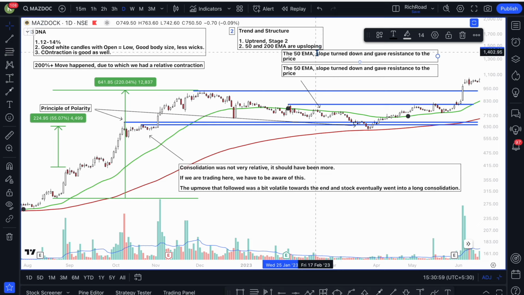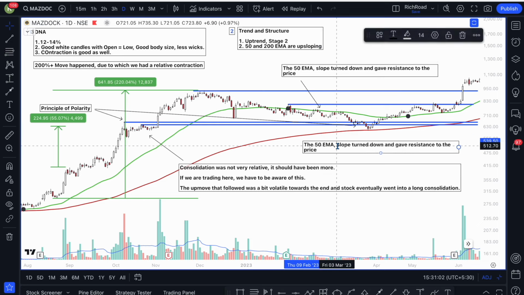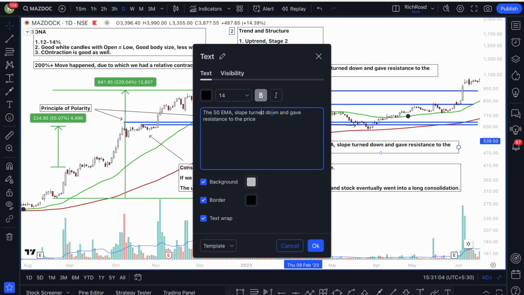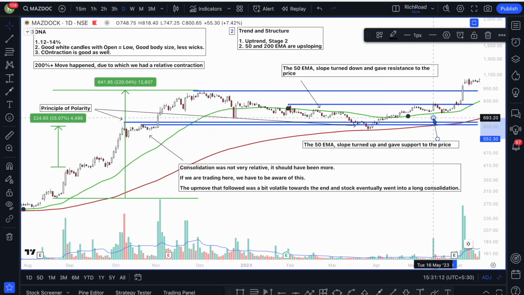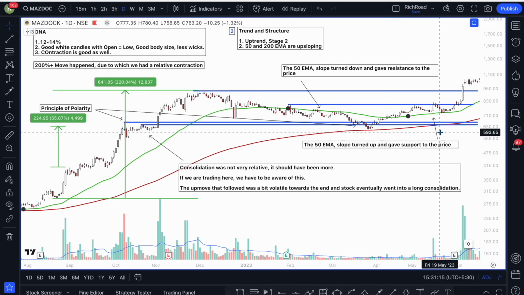There is one more thing. I'll just use this box here. The 50 EMA slope turned up and gave support to the price. Where exactly is that? So you'll mark that. It'll show. See, the arrows are also not that thick. They are pretty thin, so that the visual appeal is good. And you see the chart, the MA gave you a lot of support.